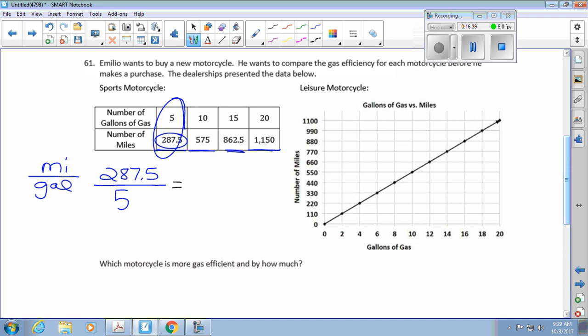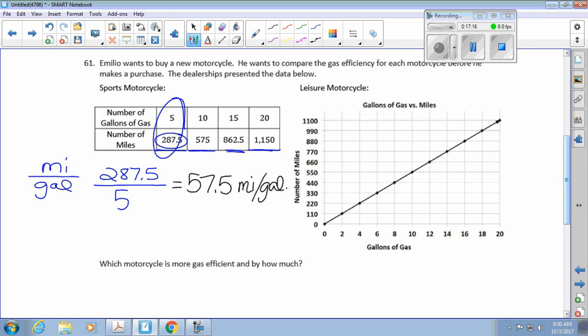All right, what would Rady the Rate Cat say? 57.5 per gallon. What per gallon? Miles per gallon. You got it, nice job. 57.5. And we took miles and divided it by gallons. That's why our unit is miles per gallon.